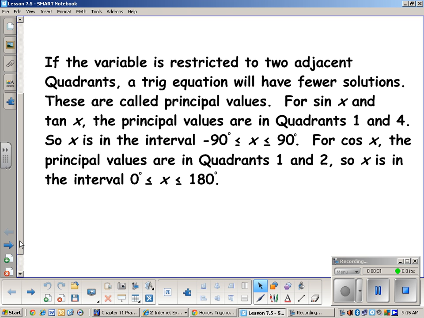For cosine x, the principal values are quadrants 1 and 2. So x is in the interval of 0 to 180. This is similar to what we were talking about before.